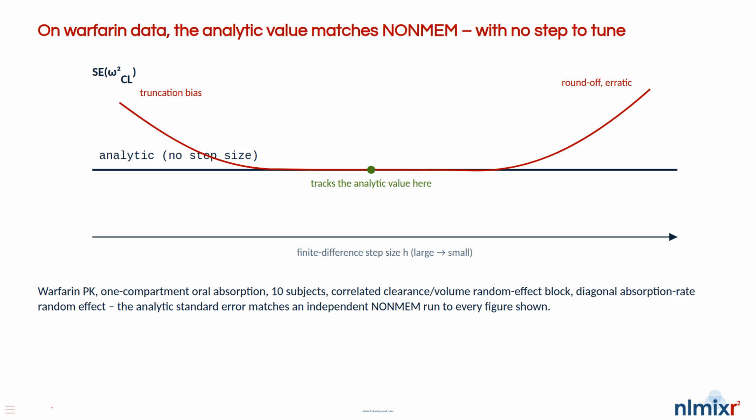On a warfarin case study, one compartment, oral absorption, 10 subjects, a correlated random effect block on clearance and volume, and a diagonal random effect on the absorption rate, the analytic standard error matched an independent NONMEM run to every figure they reported. The finite difference standard error only tracked that value over a narrow middle band of step sizes: too large a step and it's biased, too small and it gets erratic. The analytic value just sits there, flat, no step size involved at all.